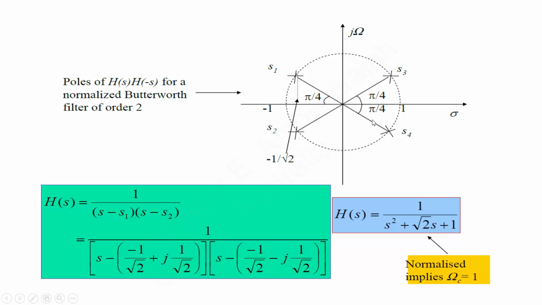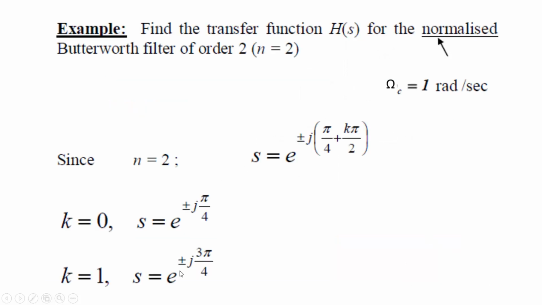along the negative sigma axis, you will have minus 1 by under root 2 and plus 1 by under root 2, right, above the x-axis. This is the first pole. The second pole is this pole. From where is this minus 1 over under root 2 plus j 1 over under root 2 coming? This is coming from this value, e to the power plus minus j 3 pi by 4.